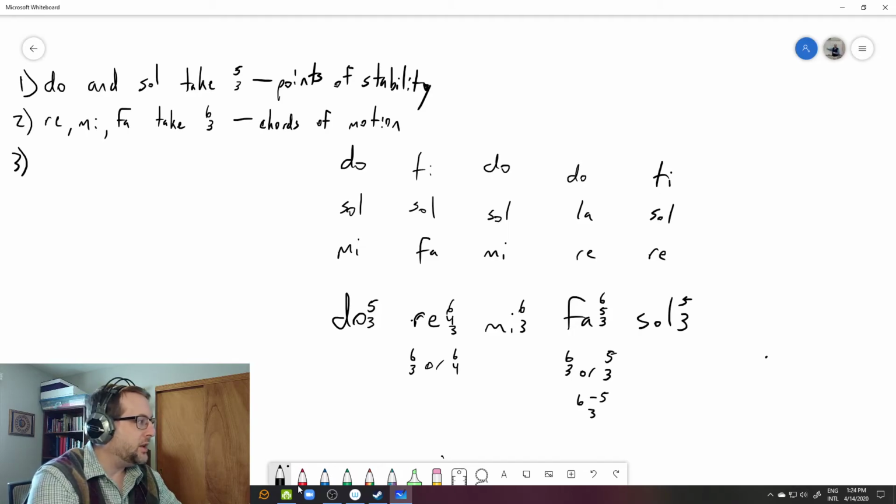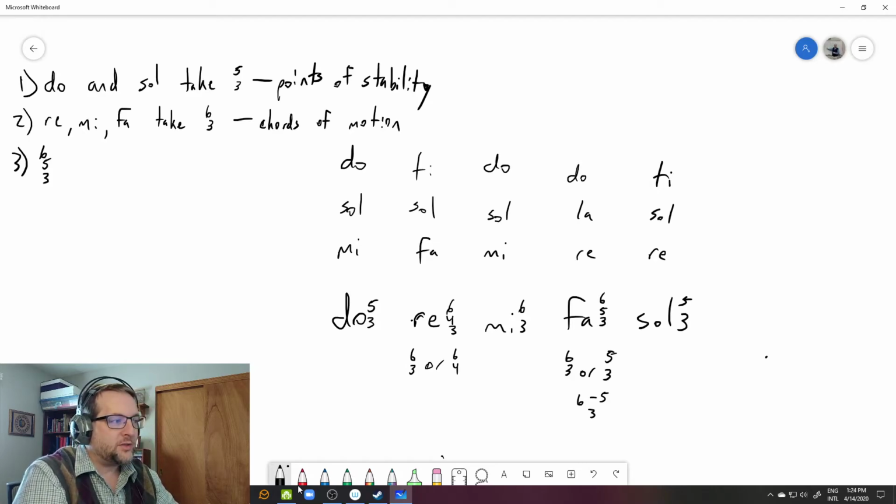We have the 6-5-3. Notice that the 6-5-3 appears right before a sol 5-3. It goes up by step to the 5-3. We are always going to see a 6-5-3 resolve up by step to the 5-3. It's just the way it works.